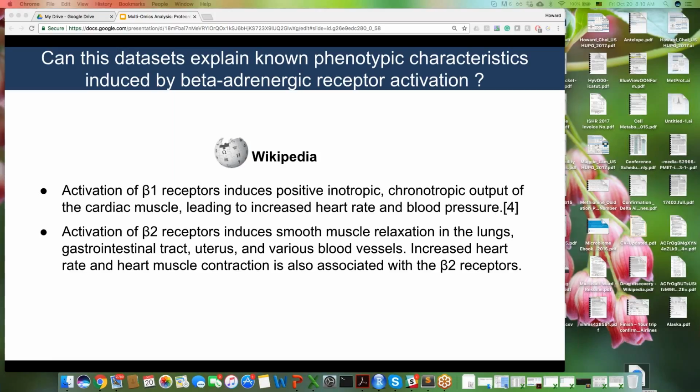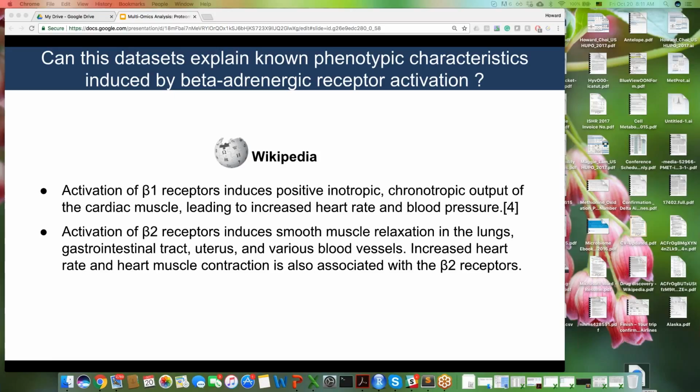So according to Wikipedia, isoproterenol activates the beta-1 receptors that induce the positive inotropic and chronotropic output of the cardiac muscle, leading to increased heart rate and blood pressure. Also, it activates the beta-2 receptor, which induces smooth muscle relaxation in the lung, gastrointestinal tract, uterus, and various blood vessels. Increased heart rate and heart muscle contraction is also associated with the beta-2 receptor.